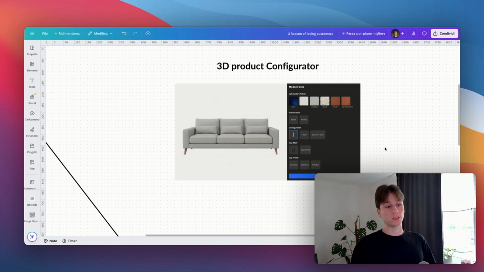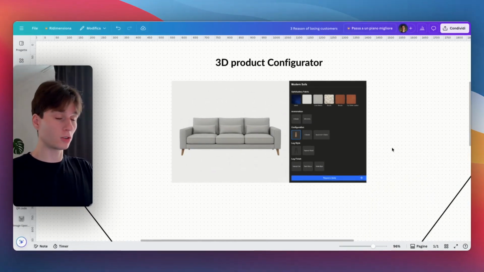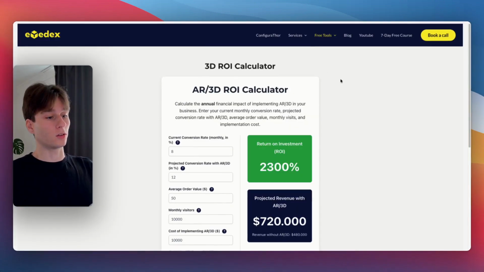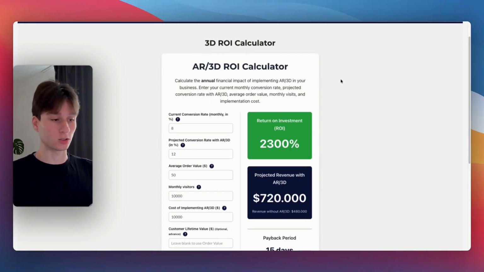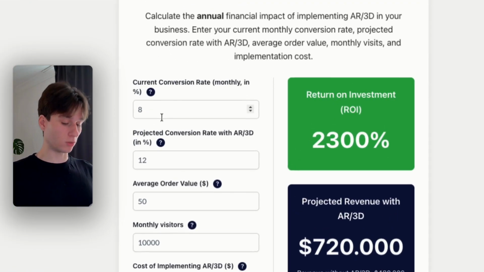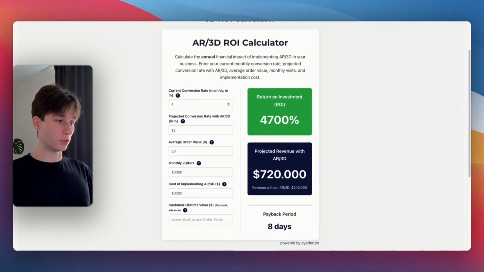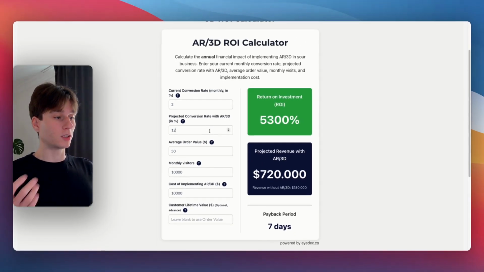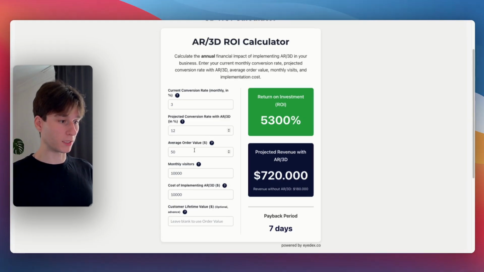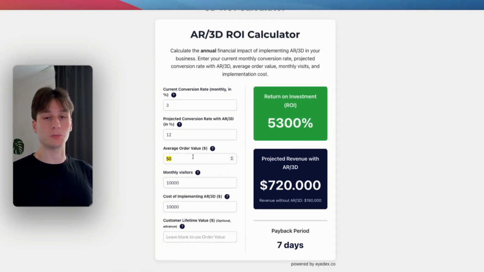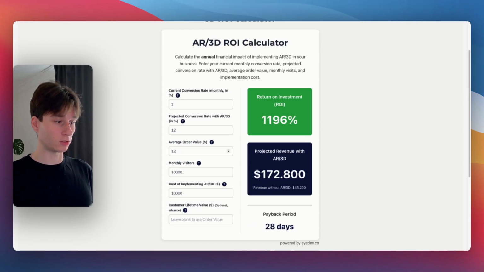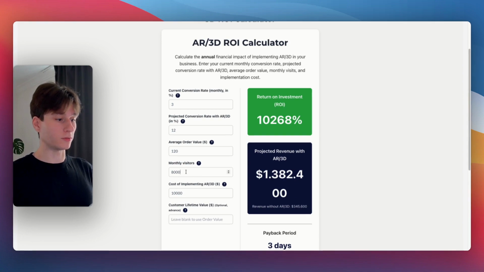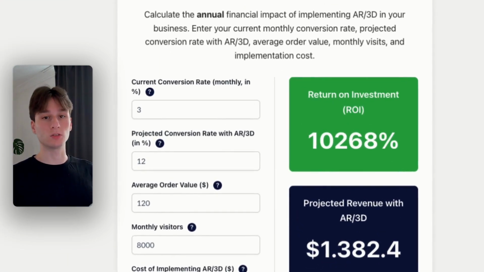And this is something that you should really evaluate because it also brings you a better ROI. So I'm going to show you the ROI, and you can have this ROI through the link in the description. Simply put, let's say you have this e-commerce and you have 3% conversion rate, and the augmented reality, the 3D configurator, can increase your sales by 12%, and your average order value, because maybe you sell bags, let's say, is $120, and you have, let's say, 8,000 monthly visitors.